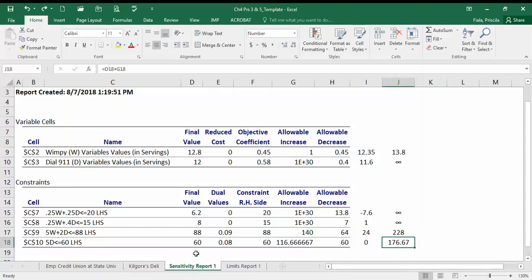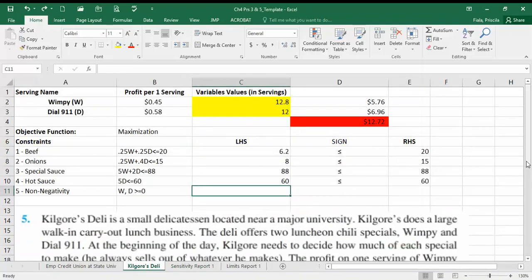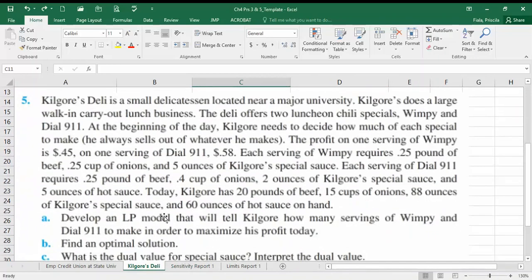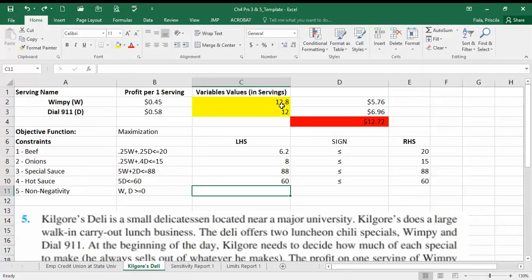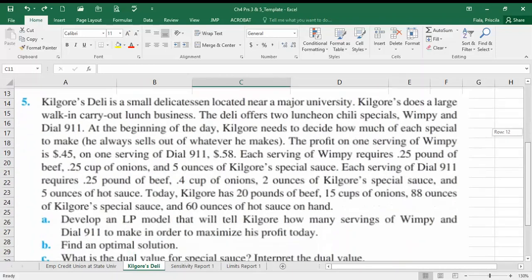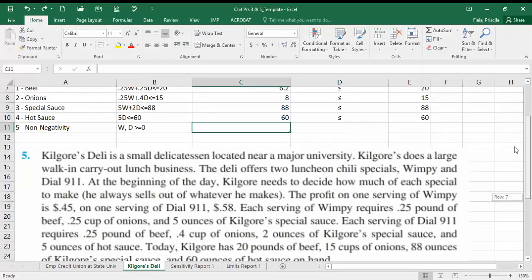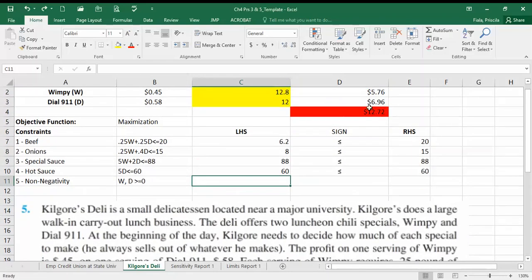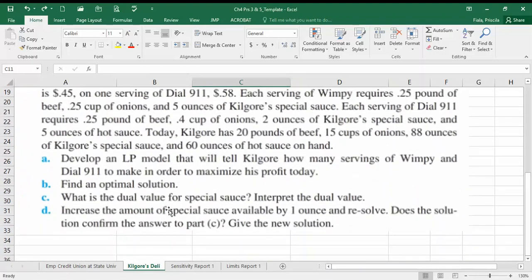Okay, so now let's go back to the problem. Right here it told you how many servings of Wimpy and Dio 911 to make in order to maximize his profit today. Well, today would be 12.8 servings, or about 13 for Wimpy and 12 for Dio 911. B, what is the optimal solution, which is a combination of everything. So my dollar value is $12.72. What is the dual value for special sauce? Give an interpretation for the dual value.